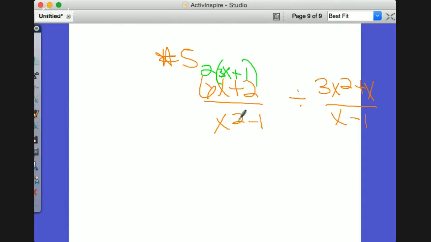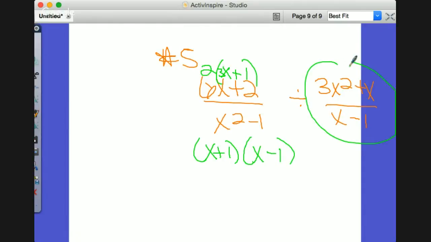Excellent. What about bottom left? What can we do with that? Good. x plus 1 and x minus 1. Very good. What do we do with this right side? Flip it. If I flip it, I'm finding the what? Reciprocal. Good.